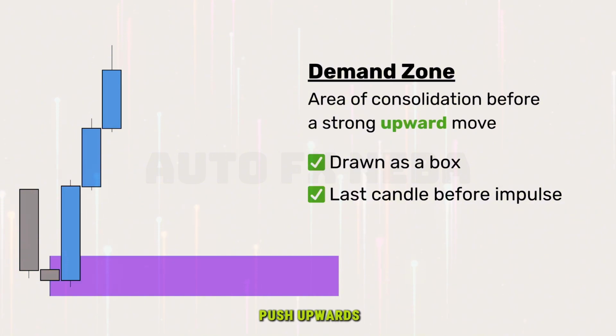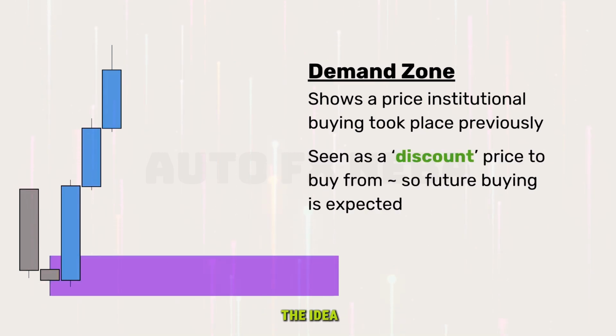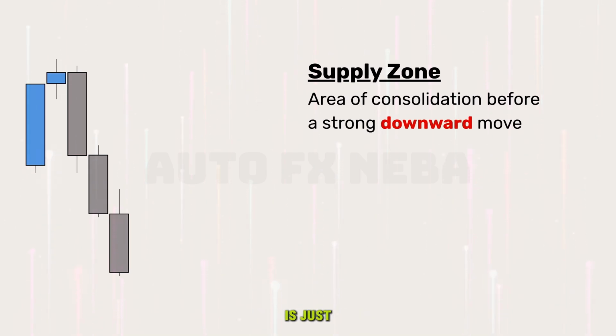a large push upwards. And the idea is that a demand zone shows a price that institutional buying took place previously. So very large players in the market placing very large orders. That's why we get these big drives away, and that's what a demand zone is indicating. The idea here is that this is seen as a discount price to buy from. So future buying is expected if price returns to this level. Here is exactly what we would expect to see from a demand zone. We look to buy from the demand zone when it is retested because we expect to see more of that institutional buying kicking in.